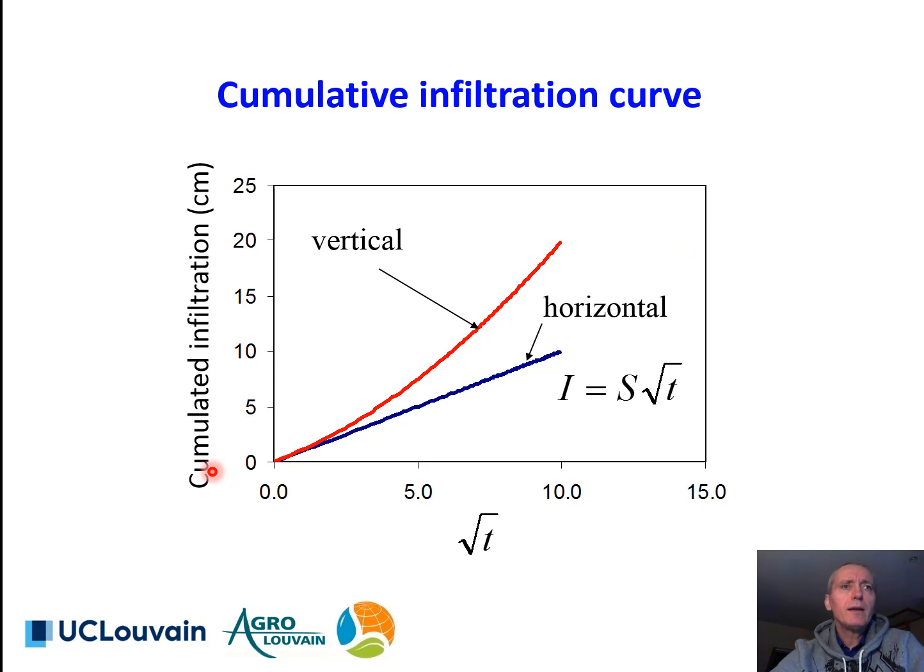A very interesting feature appears when plotting the cumulative infiltration in terms of the square root of time. When doing this, for the horizontal infiltration, we observe that the infiltration curve, which is in this case called the imbibition curve, aligns on a straight line. The slope of this curve is soil and experiment specific. We will come back to that very shortly.